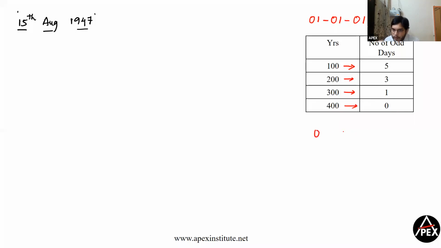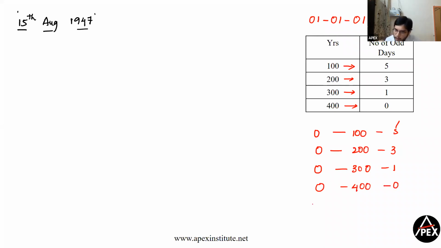And from 0 to 100, you will have 5 odd days. From 0 to 200, you will have 3 odd days. From 0 to 300, you will have 1 odd day. And from 0 to 400, you will have 0 odd days. So again, from 400, it will repeat the same. From 400 to 500, you will have 1 odd day, and so on.